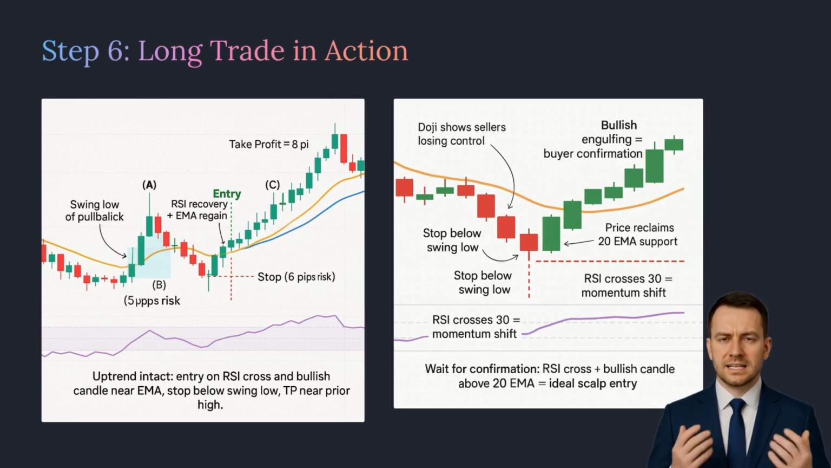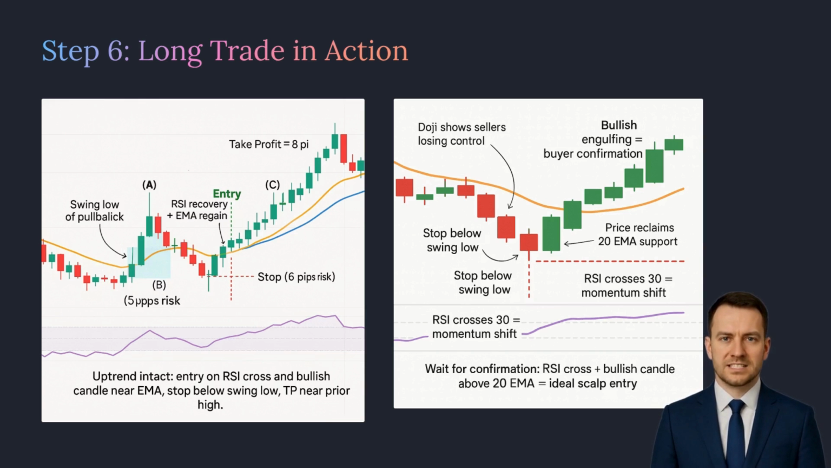Around point C, a bullish engulfing candle appeared, closing back above the 20 EMA. At the same time, the RSI had just crossed up through 30 from below. All our conditions lined up: uptrend intact, oversold condition ending, buyers stepping in. We entered long at the close of that candle, green arrow on the chart. The stop loss was placed just below point B, the lowest wick of the pullback. This was only about 6 pips risk.